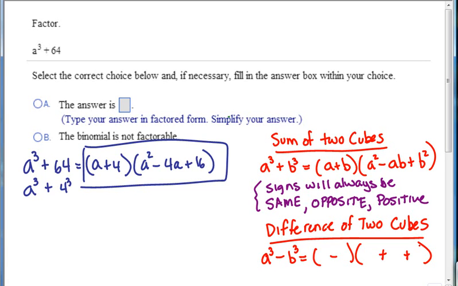All the terms are going to be the same, so this will still be an a and a b, the cube root of each. To get the first one, I always square it. To get the last one, I always square it. And I always multiply the two to get the middle. You can see that these are the same. The only thing that's different is the signs. So that's why I memorized my little mantra, same, opposite, positive. So if this had said a cubed minus 64, I would know what to do. Those are the formulas for sum of two cubes and difference of two cubes.